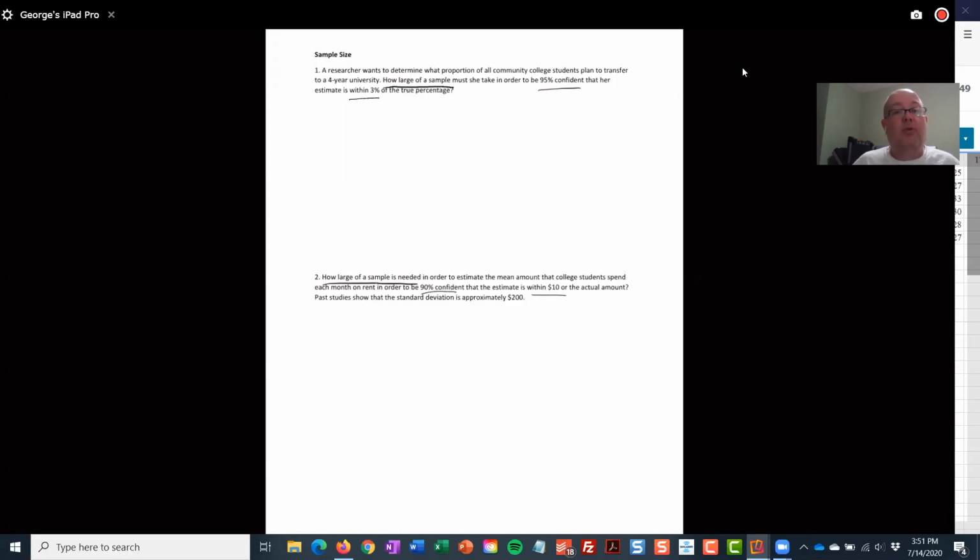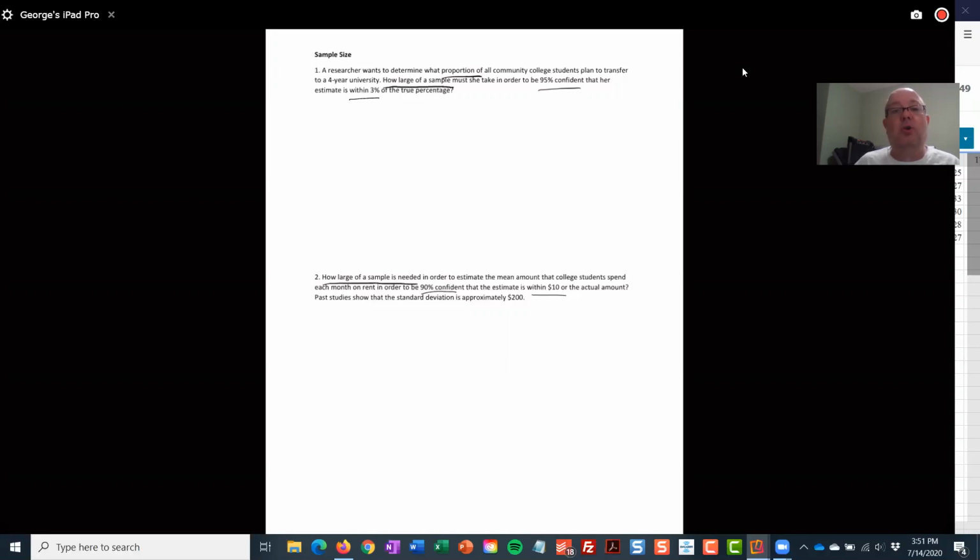Once you have that under control, you need to know whether you're talking about a mean or a proportion. In the first problem, it says that the researcher wants to determine the proportion of all community college students who plan to transfer to a four-year university. Now, if you were to gather this data, you would ask a student, do you plan to transfer? Their answers would be yes or no. Categorical tells us we're dealing with proportions.